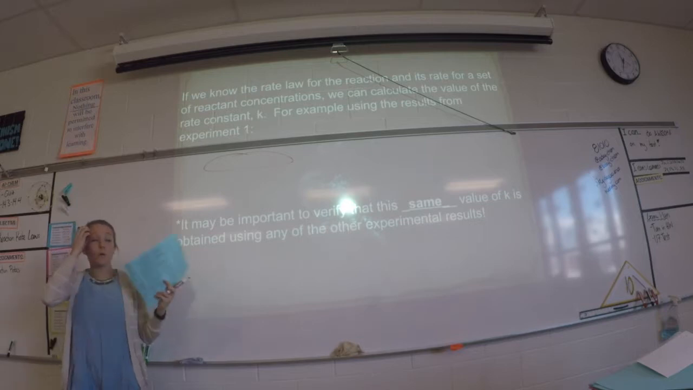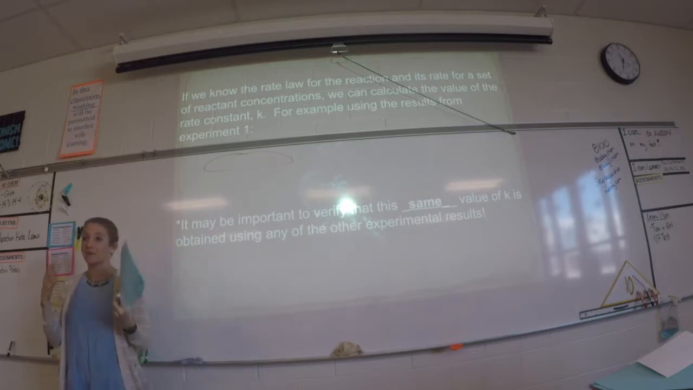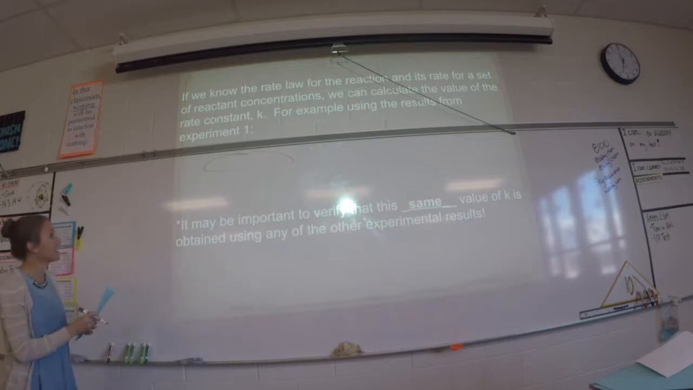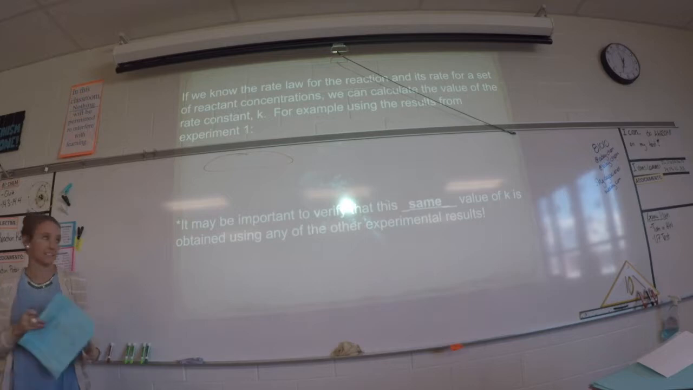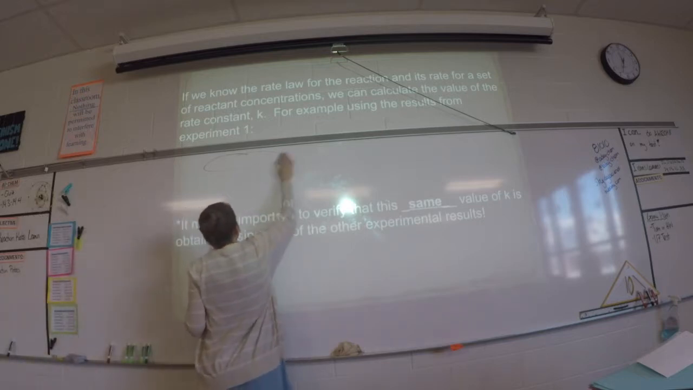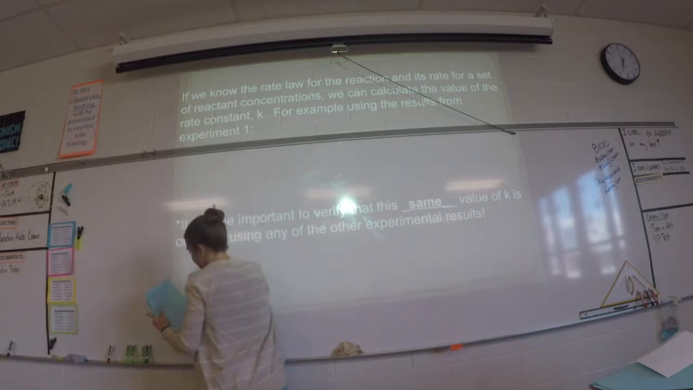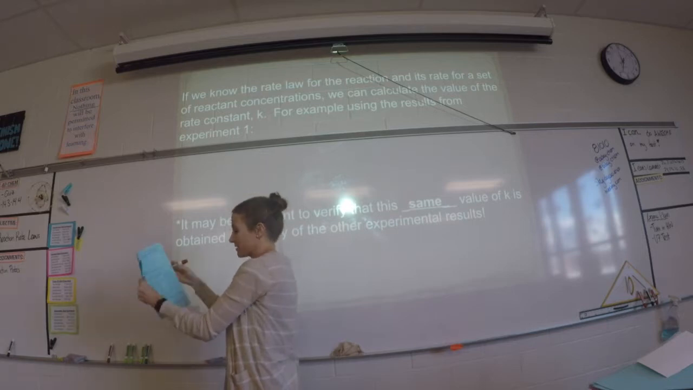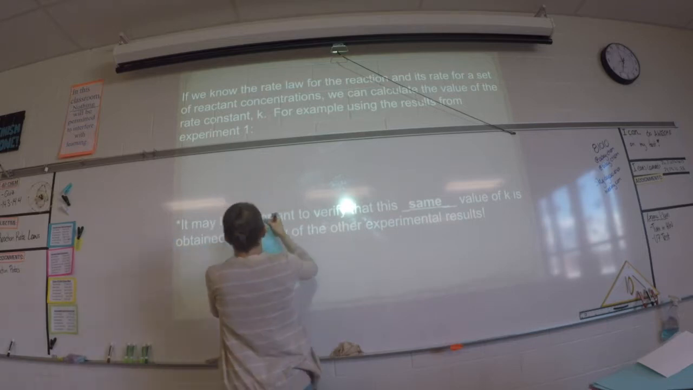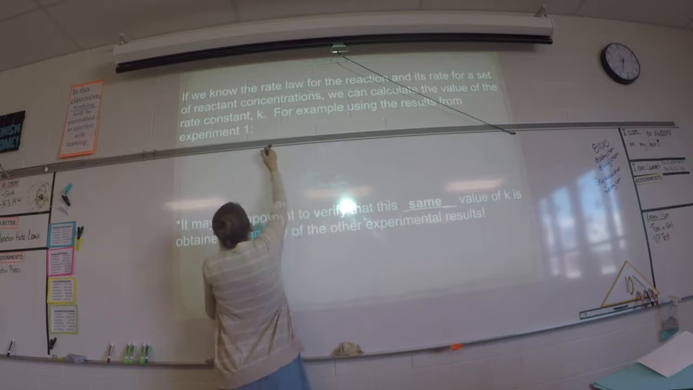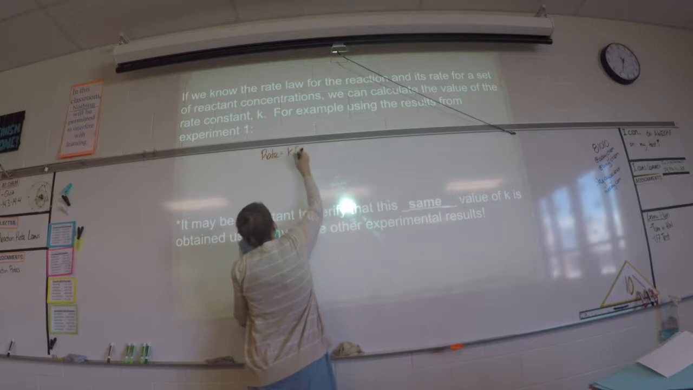Once I have a rate law, from that we can calculate the value of K since it's held constant. I'm just going to rewrite our rate law so we have it right here to look at. So we found this.